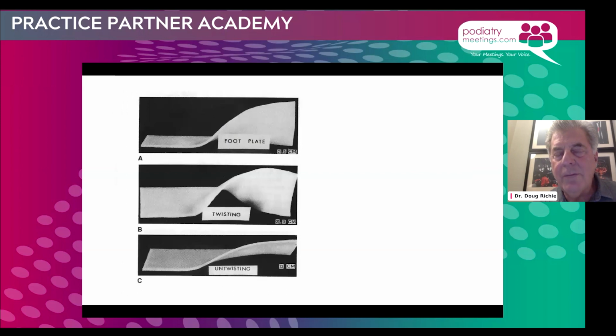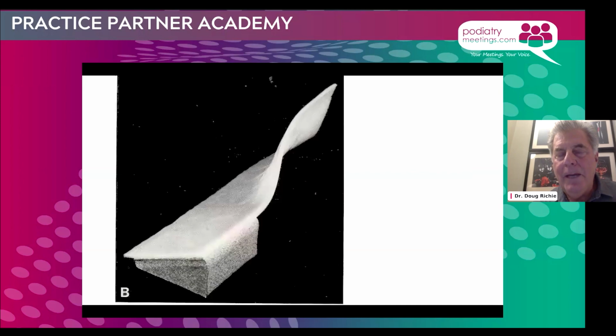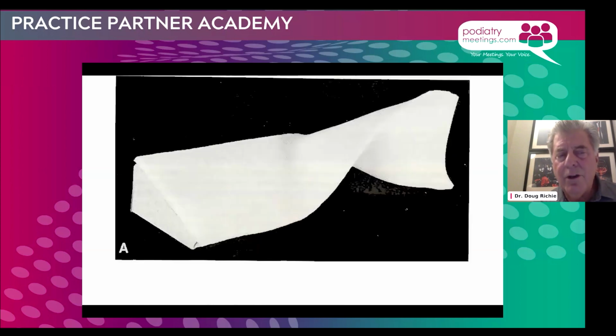So here was the simple demonstration of the behavior of the foot plate. He showed how the foot plate can be twisted in the forefoot by twisting the forefoot into inversion with what would look like a medial forefoot post. It untwisted the foot plate. When he put a valgus or lateral forefoot post, it twisted the foot plate and raised the arch.